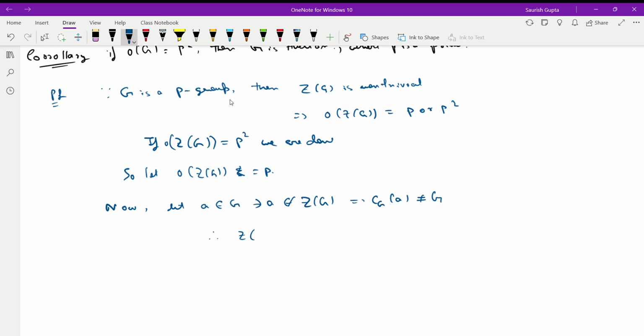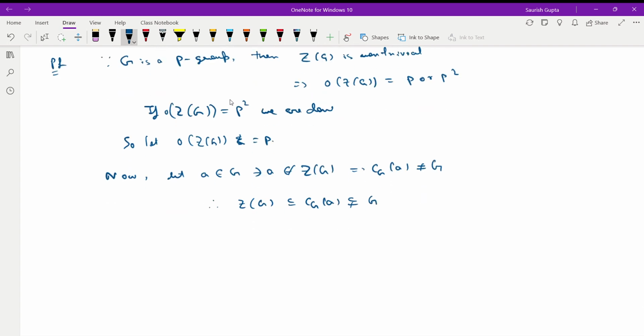Therefore, now Z(G) is obviously contained in the centralizer of A, and the centralizer of A is properly contained in G, because the element A is in G, and we have seen that the centralizer cannot equal G. But observe that also A is in the centralizer of A, because A will obviously commute with itself, right? This implies the center of G is also properly contained in the centralizer of A, right?